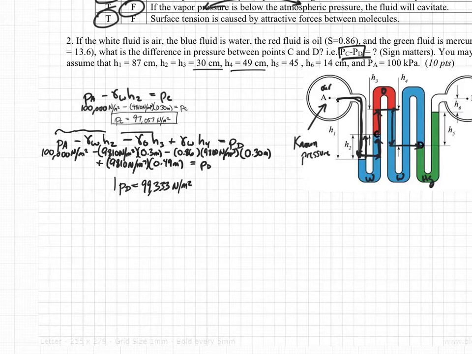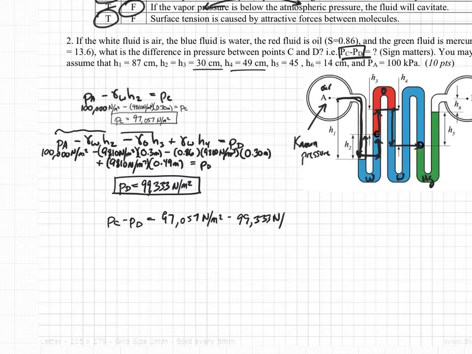So we could solve that. It comes out to 99,333 newtons per meter squared, and then I can say, okay, well then, what are we looking for? PC minus PD. So that's 97,057 newtons per meter squared minus 99,333 newtons per meter squared. So PC minus PD, look, there's the negative sign, so PC minus PD equals negative 2.28 kPa.